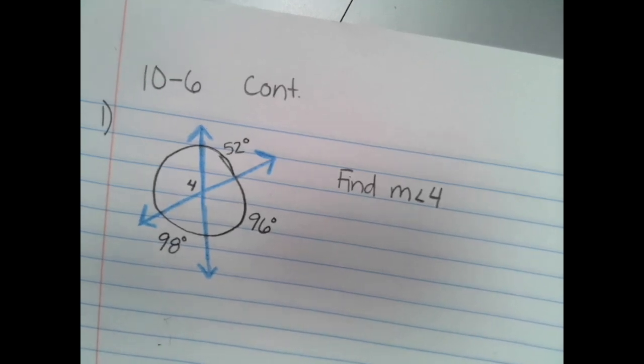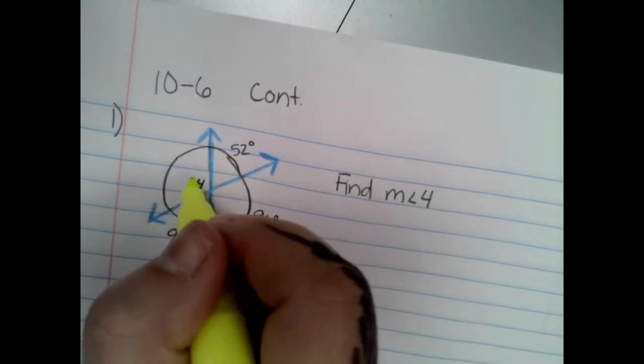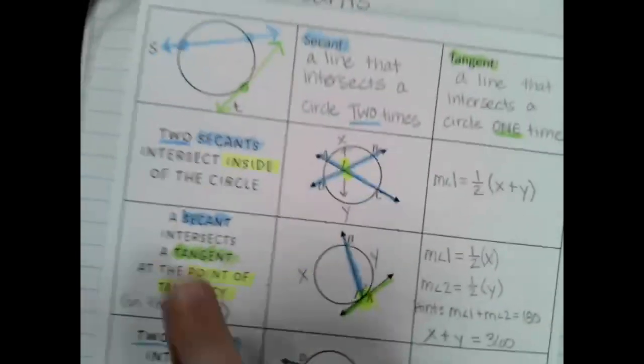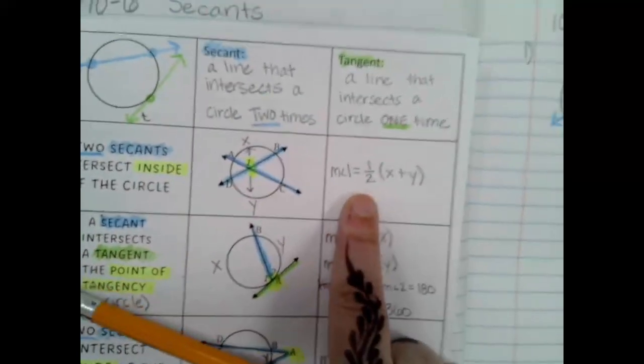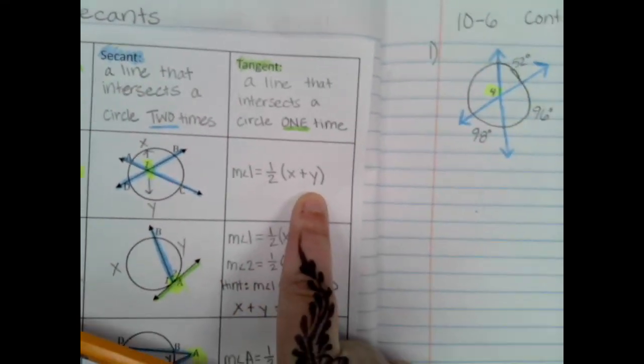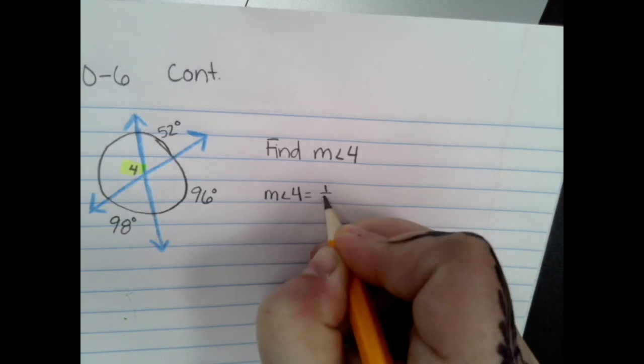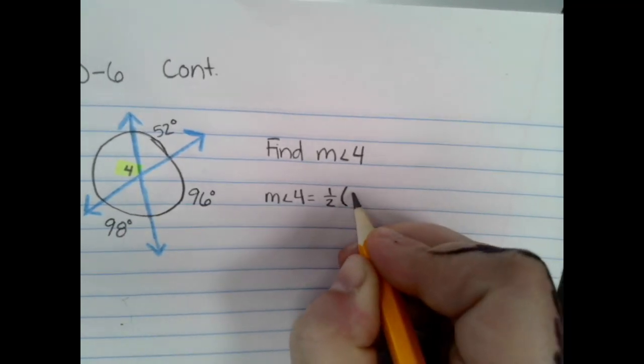All right, so are these intersecting inside the circle, outside the circle, or on the circle? Inside the circle. So when we look back at our notes from what we just did, we need to know the formula. The inside the circle formula is that we do half of x plus y. So I'm going to just write that down. Measure of angle 4 equals 1/2 of x plus y.